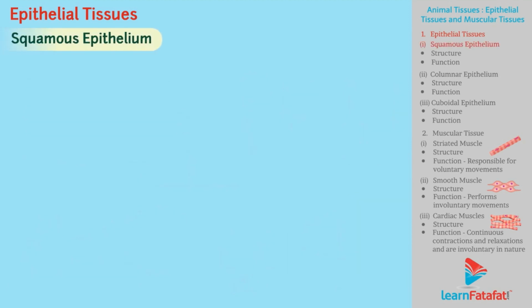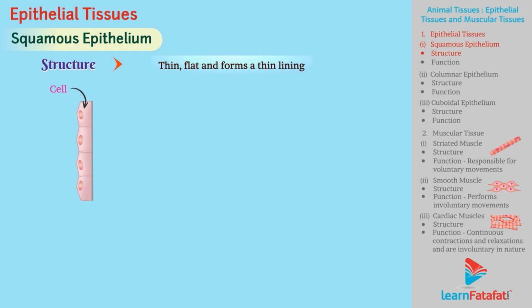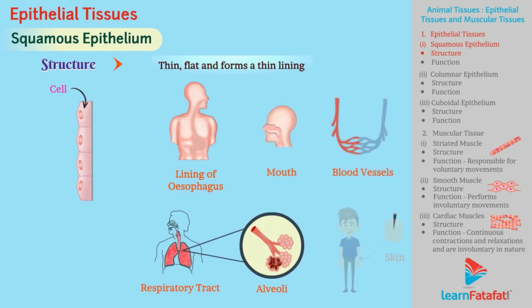Squamous epithelium. Cells in squamous epithelium are thin, flat and form a thin lining. They are generally present in lining of esophagus, mouth, blood vessels, lung alveoli, skin, etc.